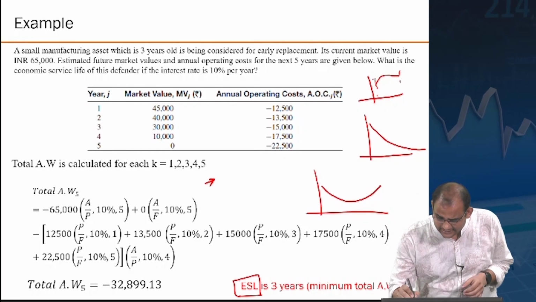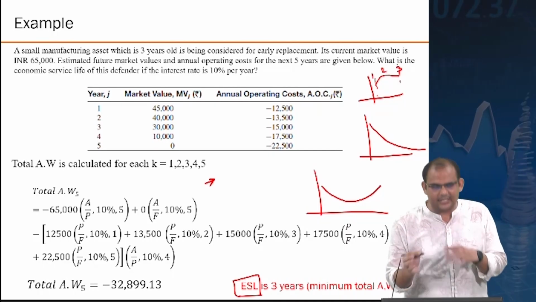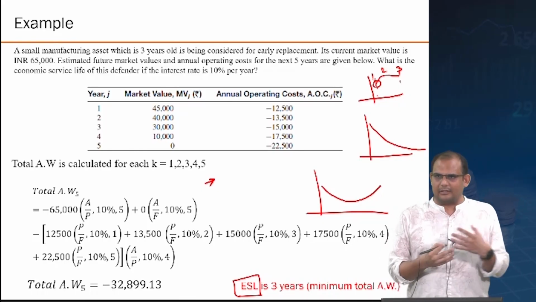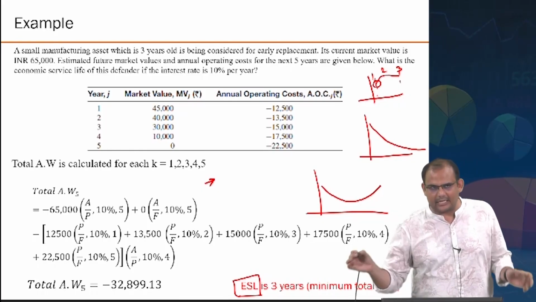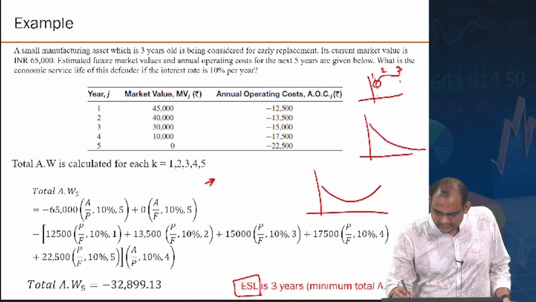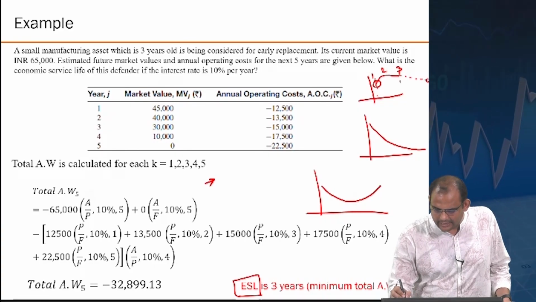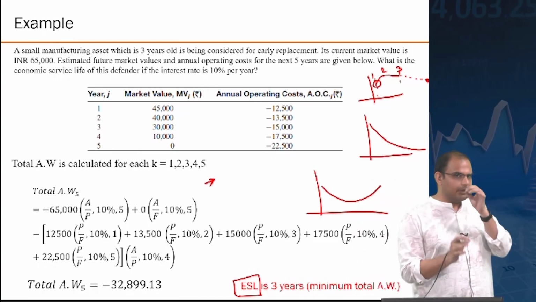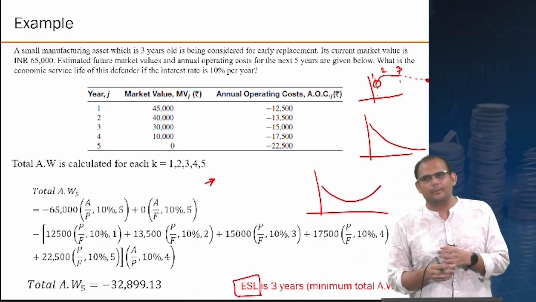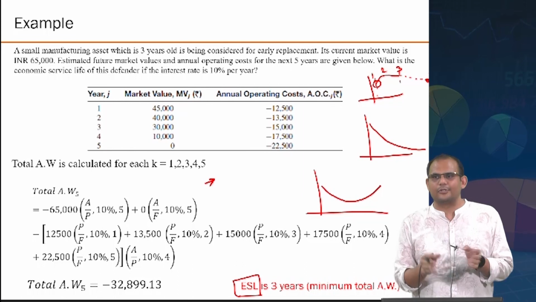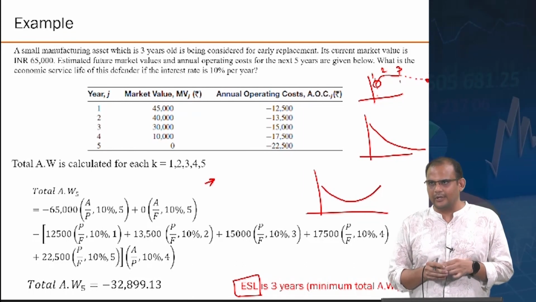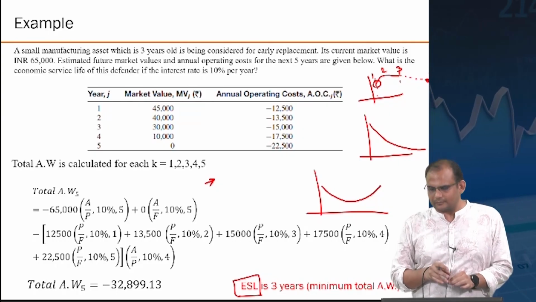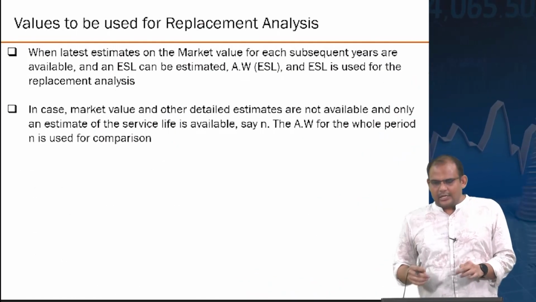For example, in this case, if it is only 1, 2, 3 periods you are dealing with, then you have to choose the minimum of them. But it could be possible that you are dealing with a time horizon of 10 years. In that case, you may need to plot it again and you will have that ESL coming somewhere else. But this kind of information will be there in the questions for you to make some inference of where to stop doing this calculation. Okay? Conceptually, fine? Alright.